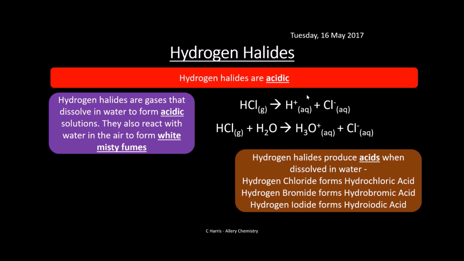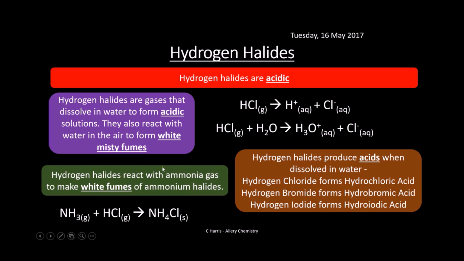This is just a simplified form. So the hydrogen halides, they produce acids when they're dissolved in water. Hydrogen chloride produces hydrochloric acid. Hydrogen bromide forms hydrobromic acid. And hydrogen iodide forms hydroiodic acid. So very exotic names there for some acids, but I think you probably get the idea.